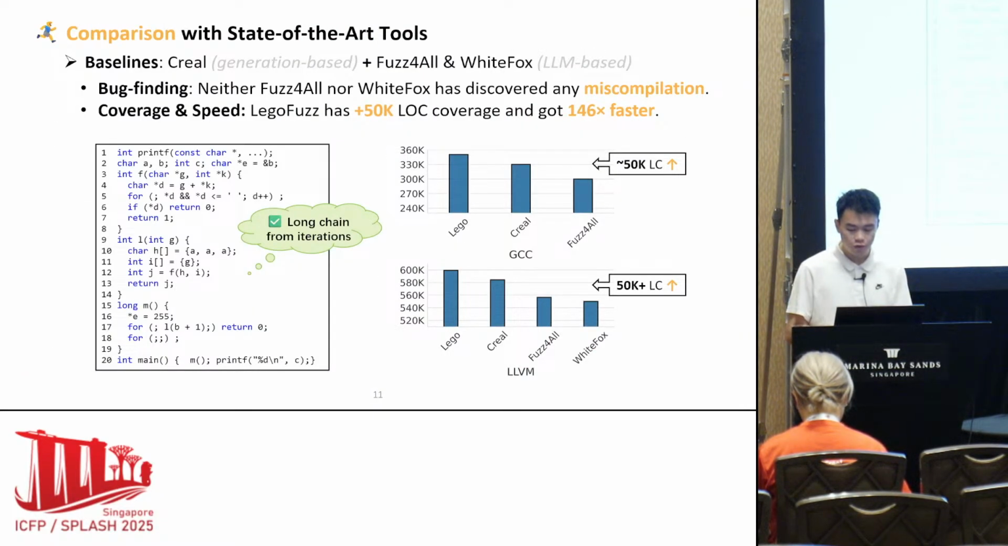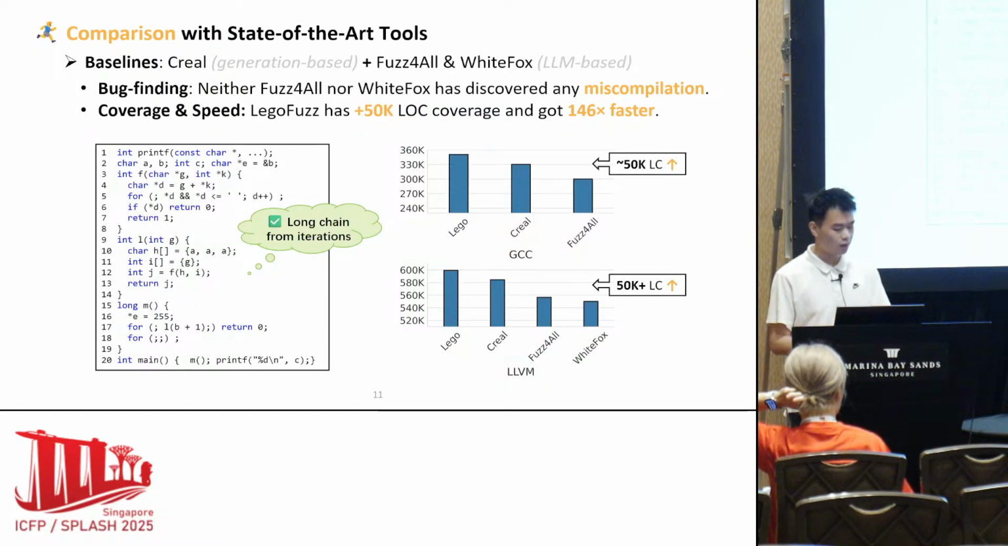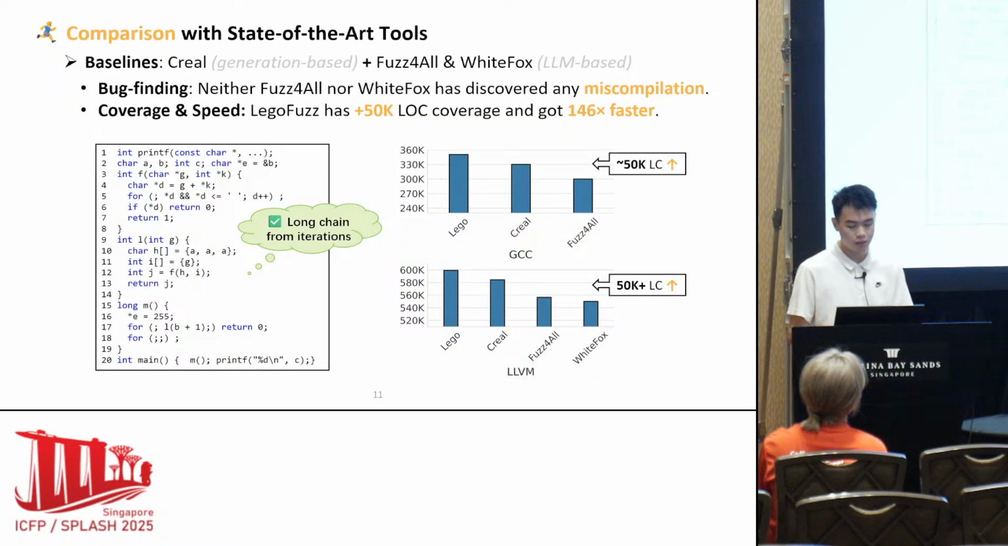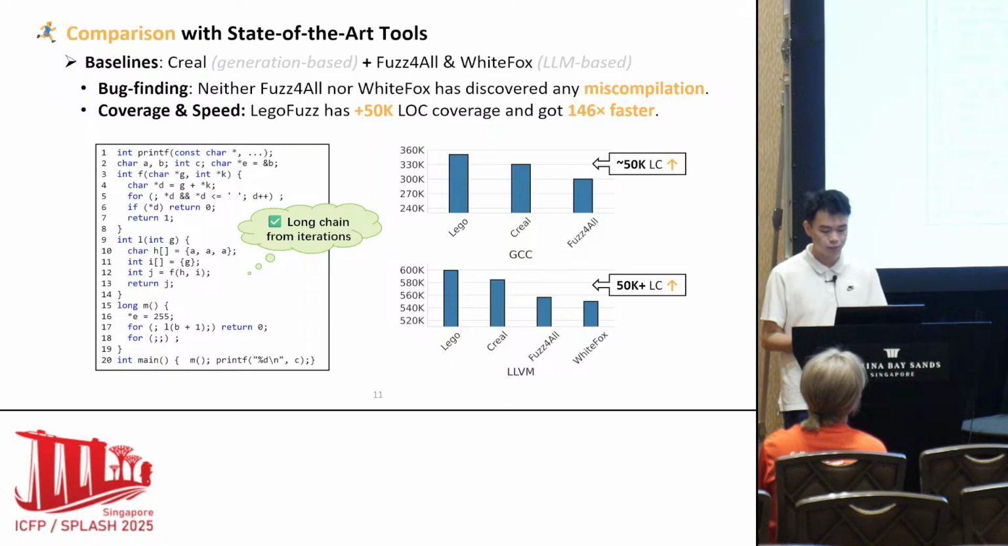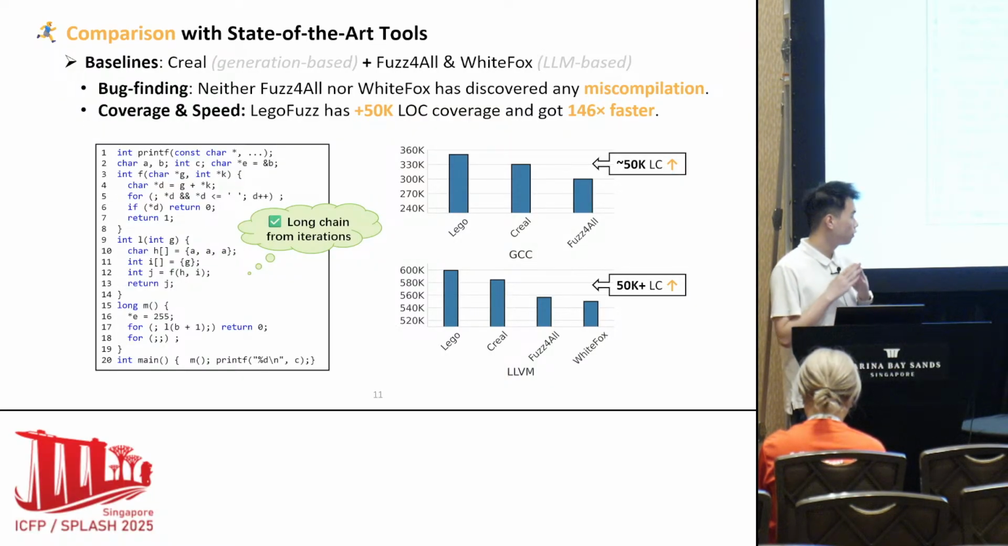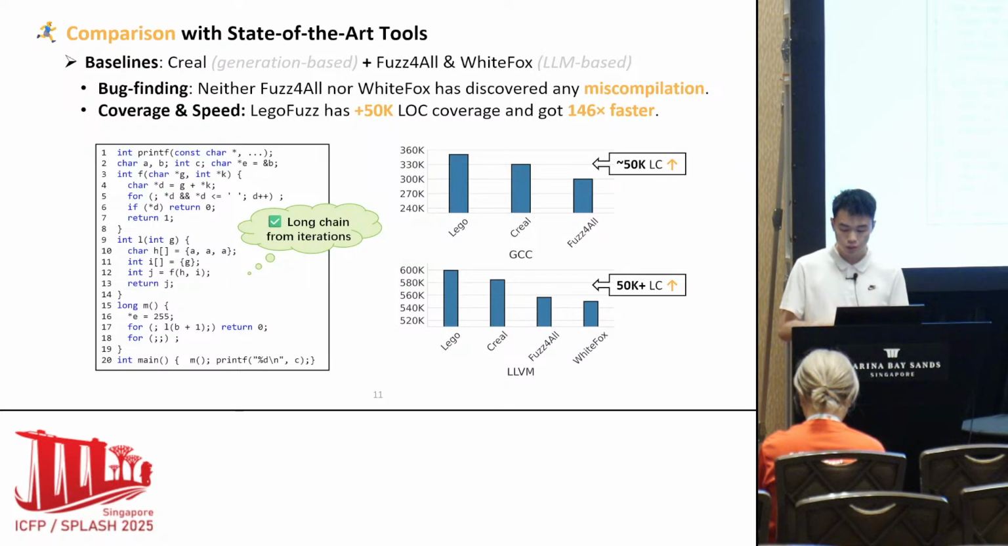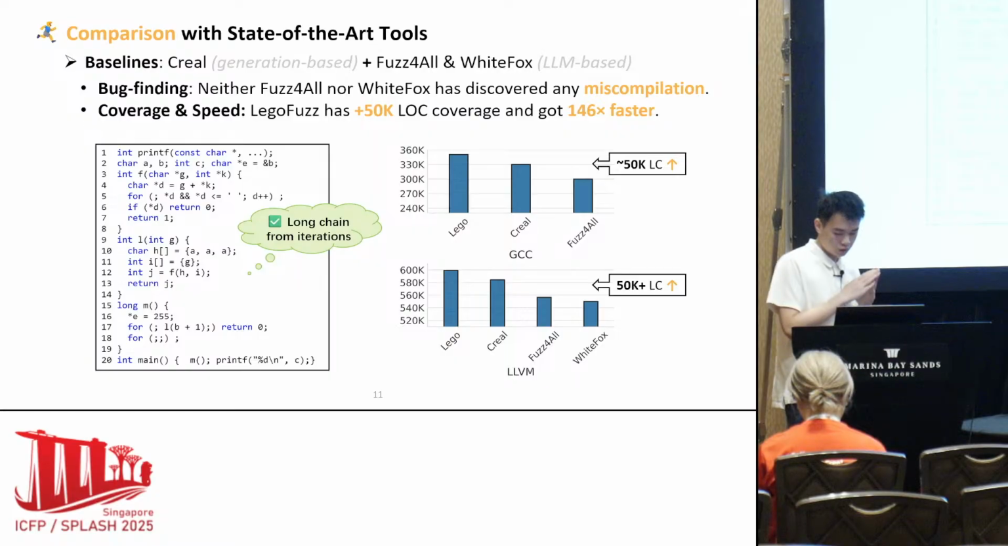Finally, we compare LEGO Fast with several state-of-the-art tools, including Csmith, YARPGen, and Fuzzilli. In terms of bug finding, neither YARPGen nor Fuzzilli was able to discover any miscompilation bugs, while LEGO Fast consistently uncovers both crashes and deeper logic issues. For throughput, LEGO Fast generated over 50,000 lines of code more than the other tools. And for the generation speed, we ran about 146 times faster than those baselines.